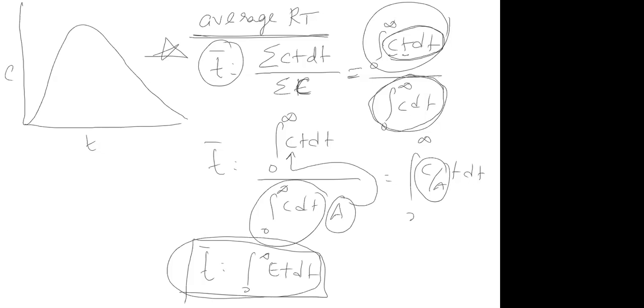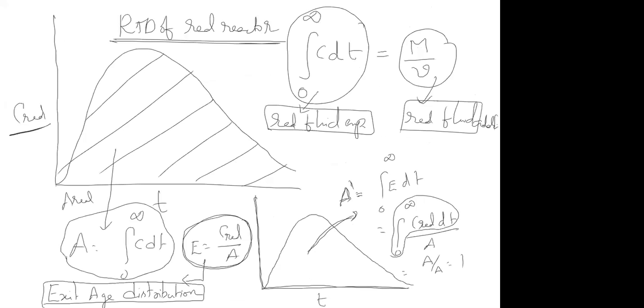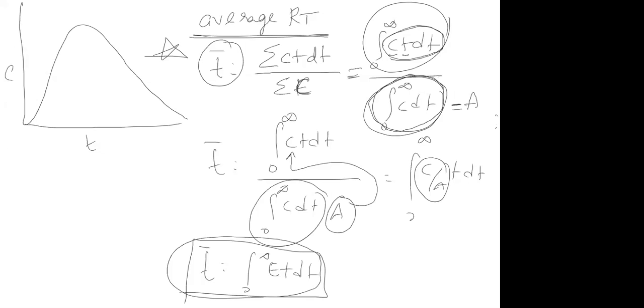So are you with me till now? So how A comes in the denominator is this. A is nothing but, let's say, integral 0 to infinity C dt. This is what A is. With the previous slides, if we calculate, A is integral 0 to infinity C dt. So C by A is nothing but your E curve, E(t) dt.